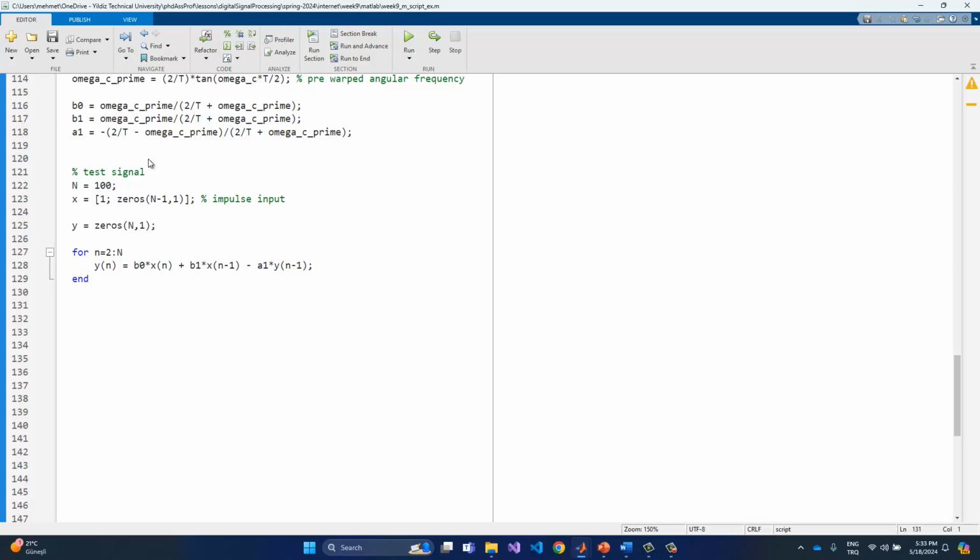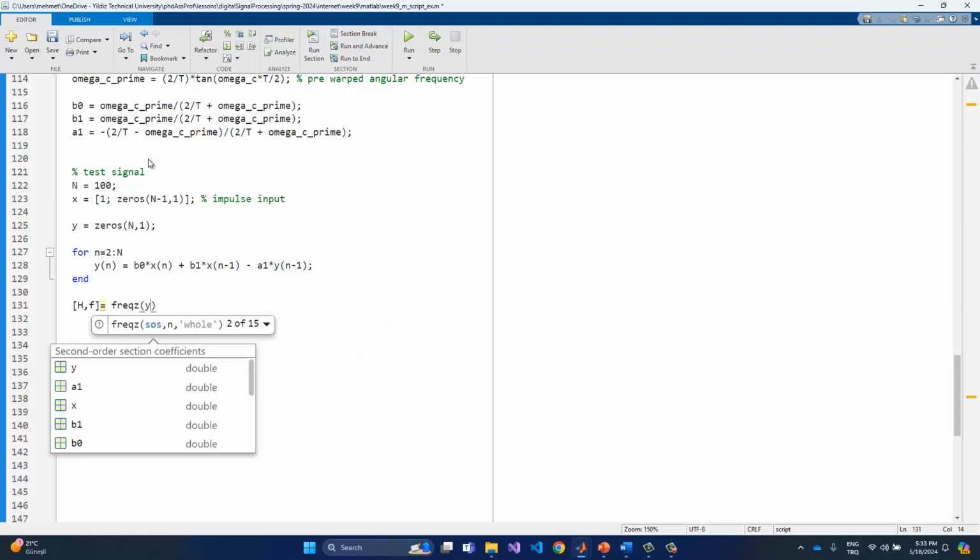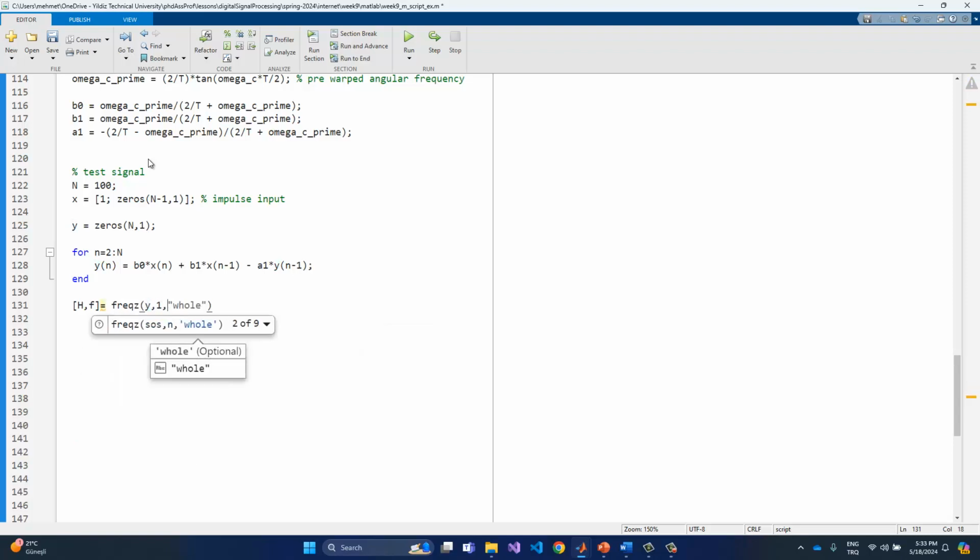The signal itself, or the filter itself. Just remember that. In order to do that, the h and f should be given here with the values of the freqz, y and 1 and 1024, and the fs value should be given here, just like this one.